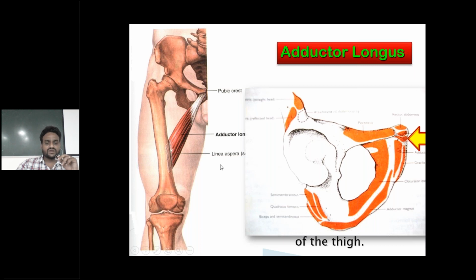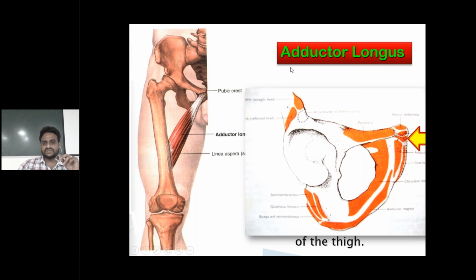In this context, I want to tell you one thing. All the adductor muscles you studied take origin from the pubic bone, that means the pubic part of the hip bone, and they are inserted to parts of the femur. So this is about the adductor muscles.